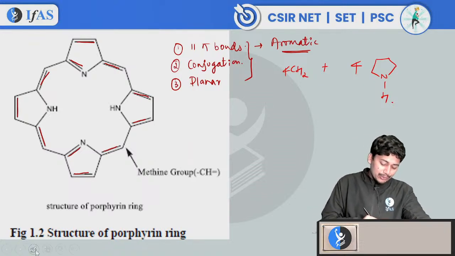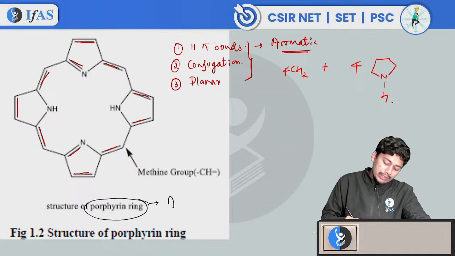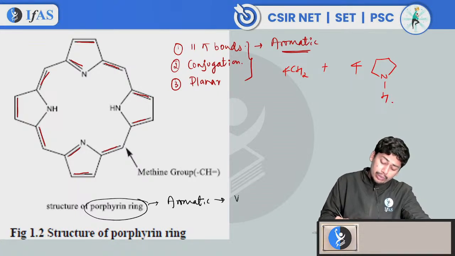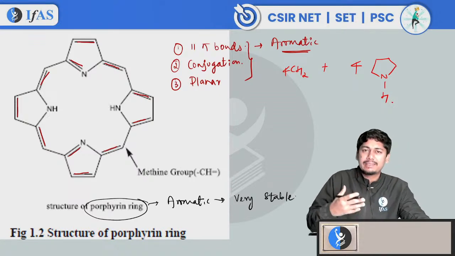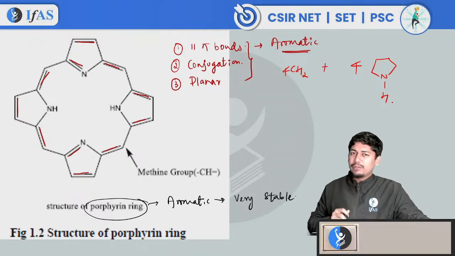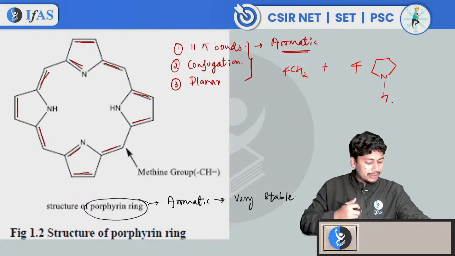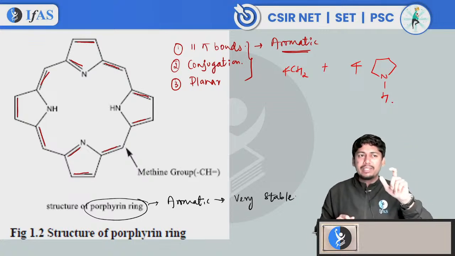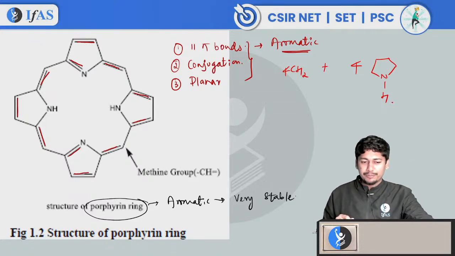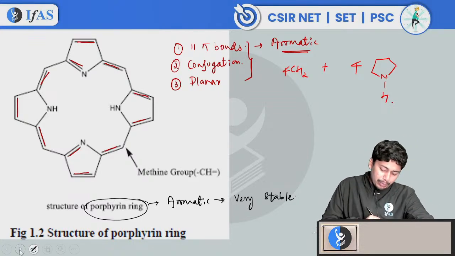Therefore I can say that this porphyrin ring is aromatic in nature, and because it is aromatic in nature it is very stable. It can sustain a large variation of temperature as well as pH. So this is my porphyrin ring.